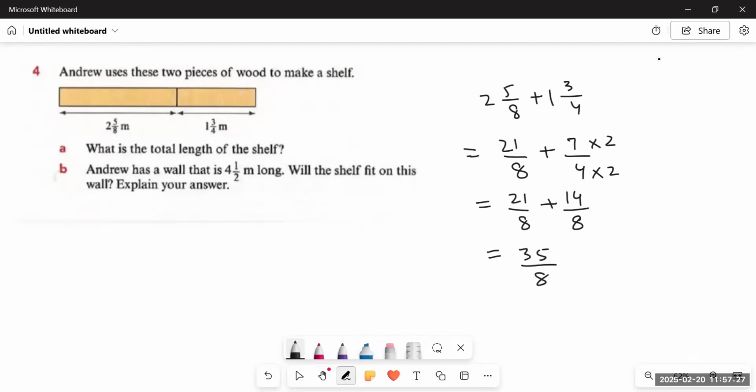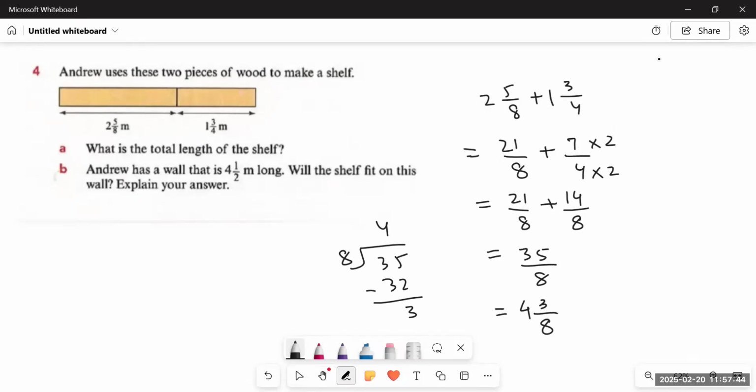Now we have to convert it into mixed number. So it would be 8 4s are 32, 3 as the remainder. So the answer would be 4 whole 3 upon 8.